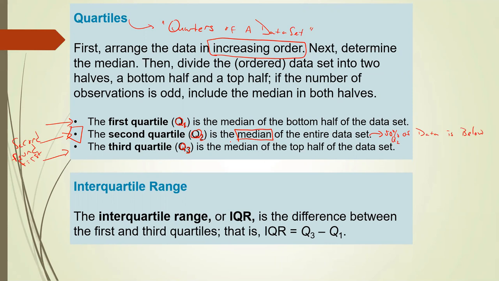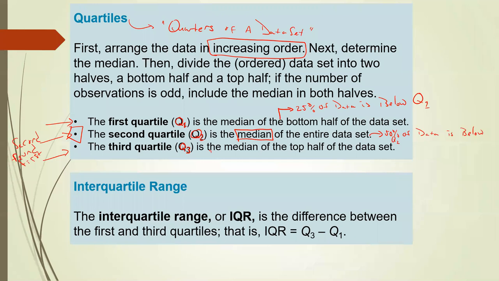Next, we're gonna find Q1. And the way you find Q1 is it's the median of the bottom half of data. Well, if the second quartile is 50% of data is below it, what percentage of data do you think is below the first quartile? If 50% for the second, how many for the first quarter? Yeah, thank you. So the first quartile means 25% of data is below it. Okay, and all the first quartile is, it's the median of the bottom half of data.